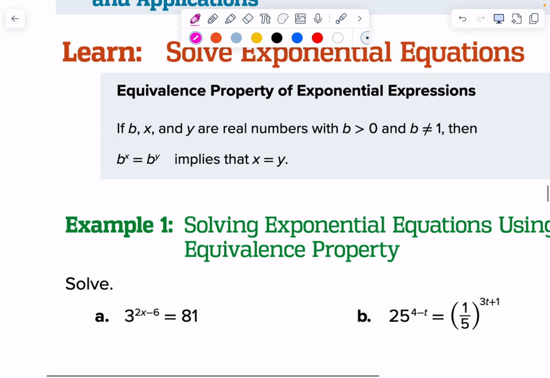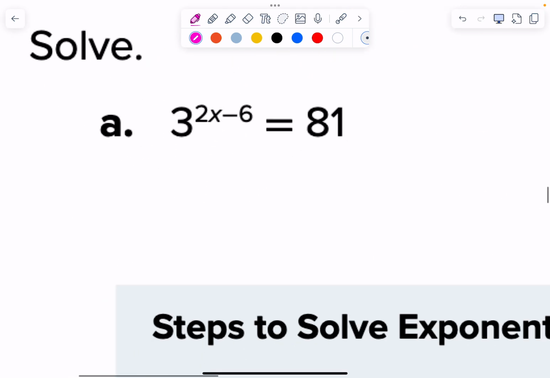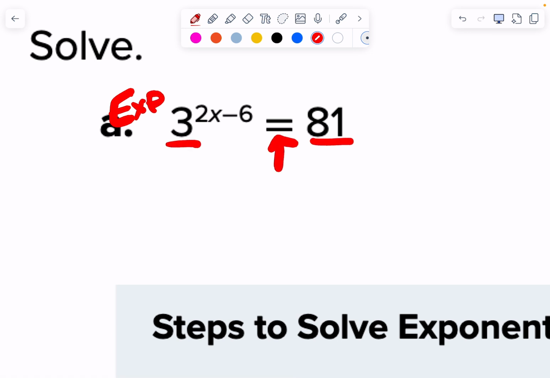I'm going to skip this, and I'm going to show you what this illustrates down here with example 1. So here we go. Is this a log or an exponential? This is an exponential. So we are in exponential land, and we're trying to solve this thing. We have an equal sign right here, and I have 3 and I have 81. Those are like both bases, basically.